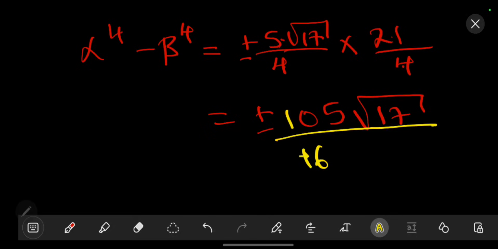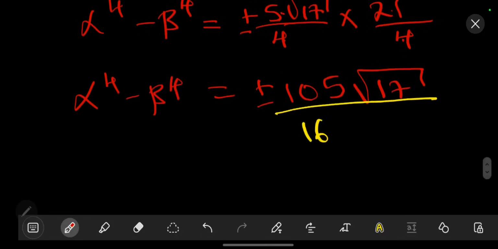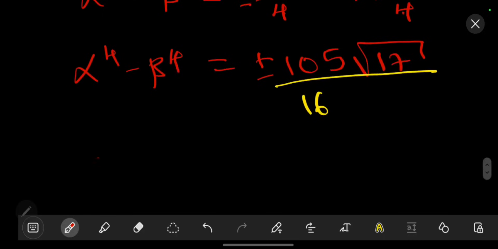So this is how we find the value of our a to the power 4 minus our b to the power 4. For our last one, let's say we have our alpha to the power of 4, plus our beta to the power of 4. So this identity, we are not going to derive it, but I'll just give you. So this is how it goes.